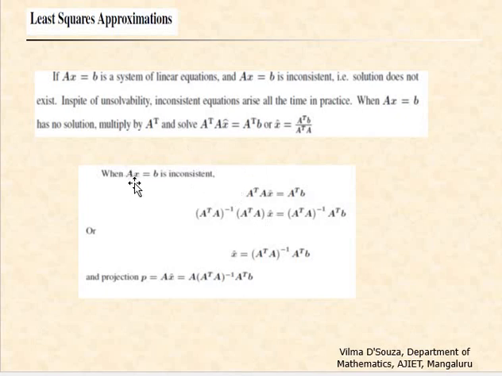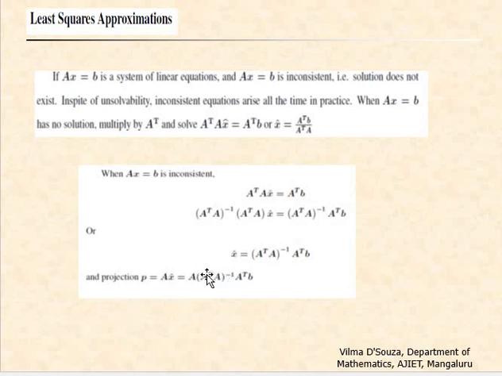So A transpose A x cap is equal to A transpose B, right? Operate by A transpose A inverse on both sides. A transpose A inverse into A transpose A x cap is equal to A transpose A inverse into A transpose B. So A transpose A inverse into A transpose A is 1. So the left hand side is x cap. So x cap is equal to A transpose A inverse into A transpose B.